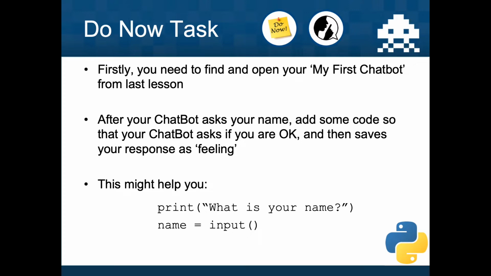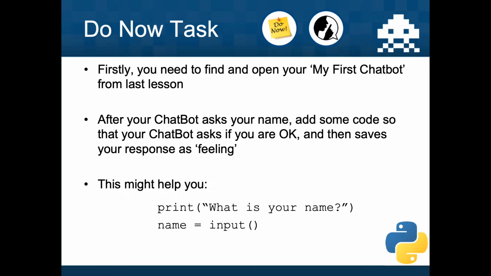A quick revision task to start with from lesson 1. You can either open up your work from lesson 1 or you can start a fresh file. It doesn't massively matter. But I'd like you to get your chatbot to ask whether the person is feeling okay and save that response as feeling.